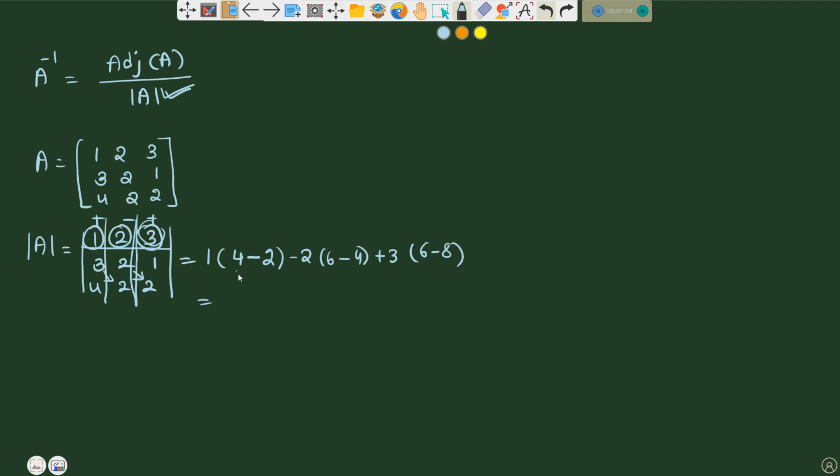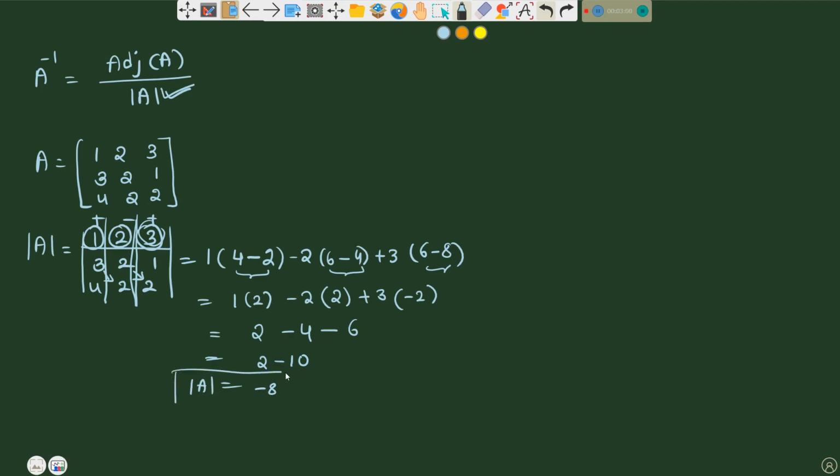So 4 minus 2, inside the bracket you have to solve first. Okay, so let us do that. 4 minus 2 is 2, minus 2 you keep as it is, 6 minus 4 is also 2, plus 3 keep as it is, 6 minus 8 is minus 2, because the bigger number has the negative sign. So 1 into 2 is 2, minus 2 2s are 4. Now here plus into minus, minus 3 2s are 6. So here 2 minus 4 minus 6 will be minus 10. So your answer is 2 minus 10, which is minus 8. So this is the determinant of A, correct?